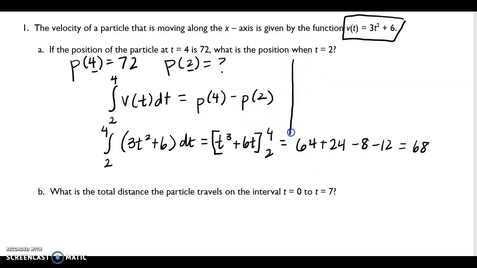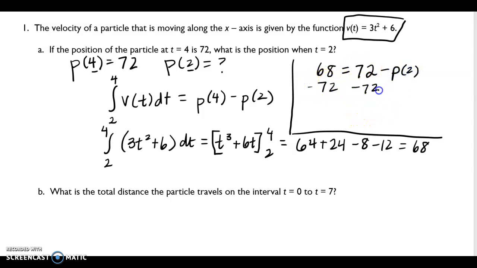Let's actually write out that equation up here. 68 equals P(4), which we know is 72, minus P(2), which is what we're trying to find. To solve, we subtract 72 from both sides. Negative 4 is negative P(2). And so our P(2), our position at 2, is 4. It doesn't have any units in this problem, and so we can just stop right there.